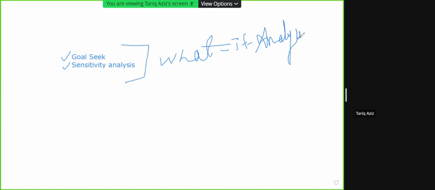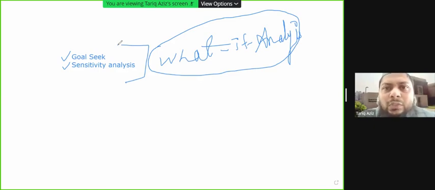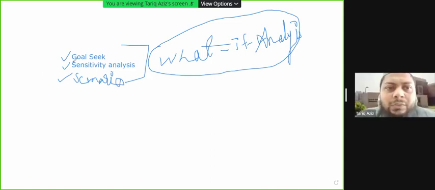What if analysis has various sub tools. One of them is goal seek, one of them is sensitivity analysis. The third one is called scenario analysis. So today we will learn how to apply goal seek and sensitivity. For scenario analysis, we will discuss it on some other day.